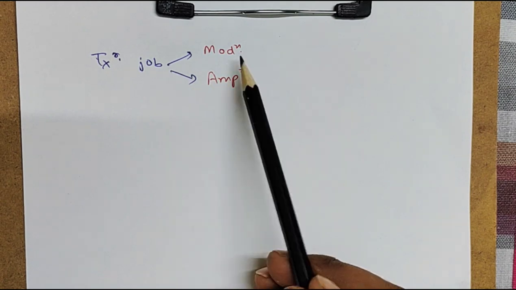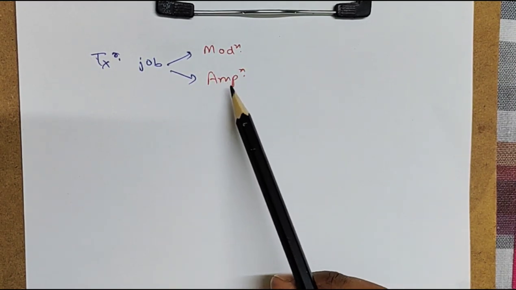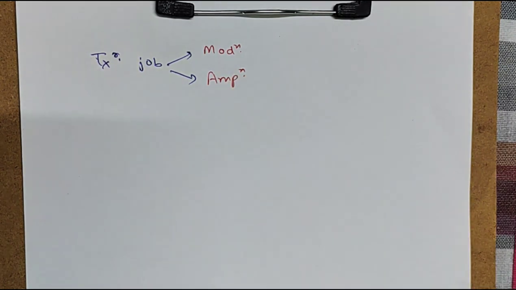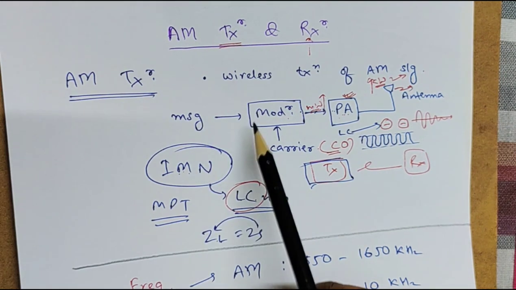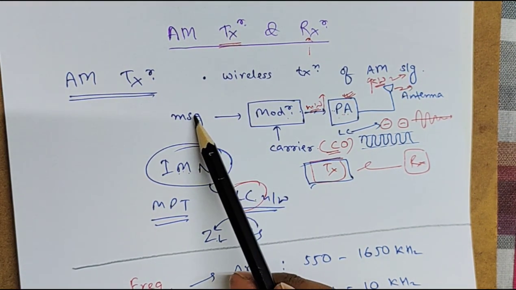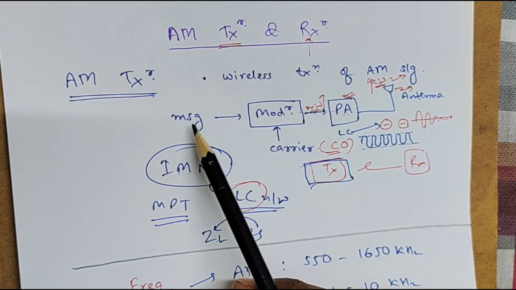Next, what is the job of the AM transmitter? Here it has a twofold function. The first is modulation, the second is amplification. In modulation, the message will be modulating the carrier, or the carrier is modulated with respect to the message.